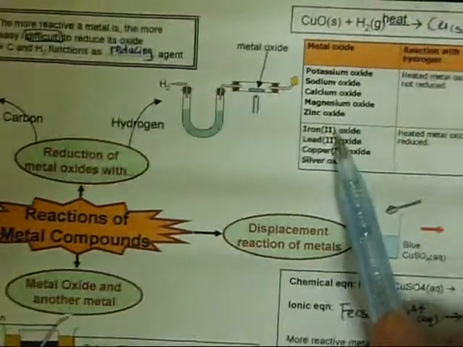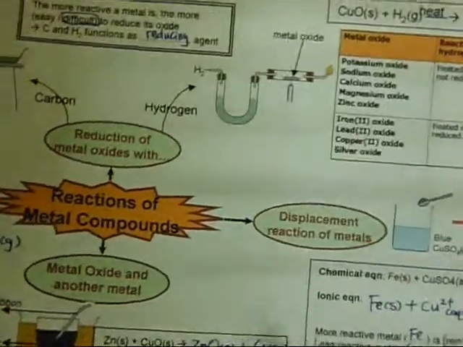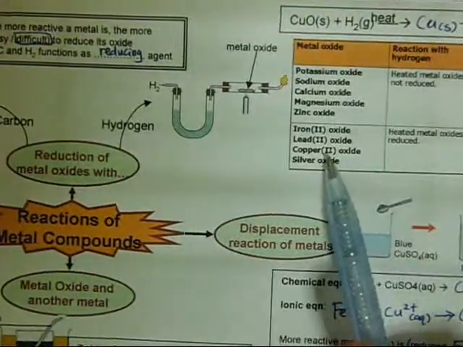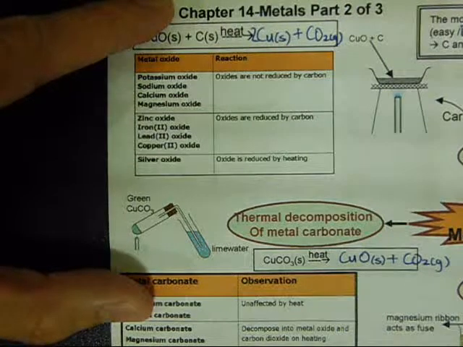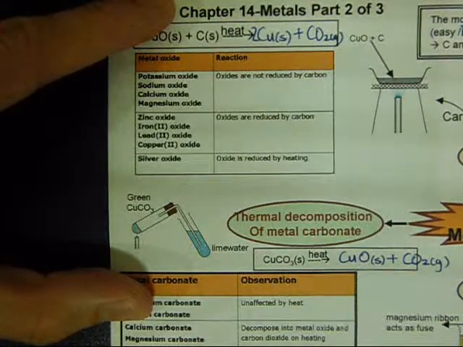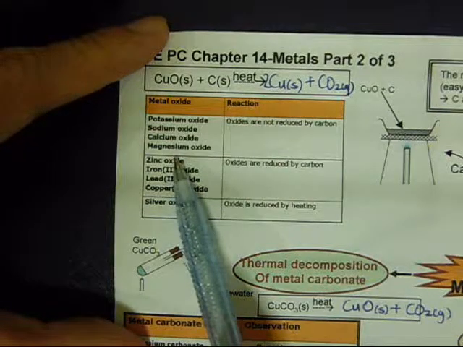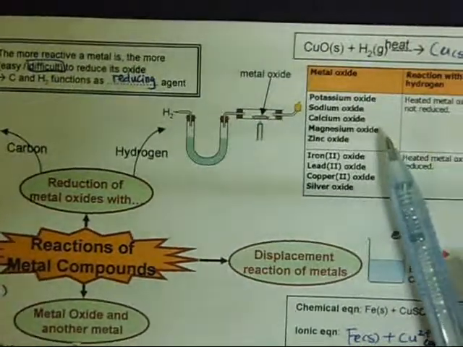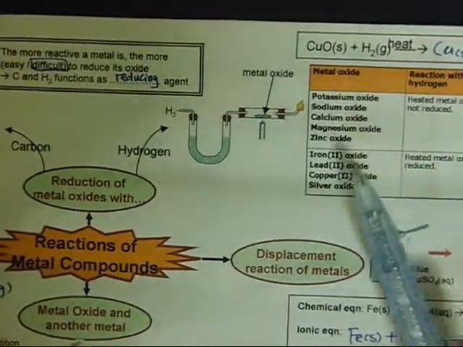And for oxides below zinc like lead, iron, copper, silver, all these oxides can be reduced by both hydrogen as well as carbon. For oxides below zinc, they can be reduced by both carbon and hydrogen. And oxides above zinc cannot be reduced by either carbon or hydrogen. Carbon and hydrogen cannot reduce oxides above zinc.